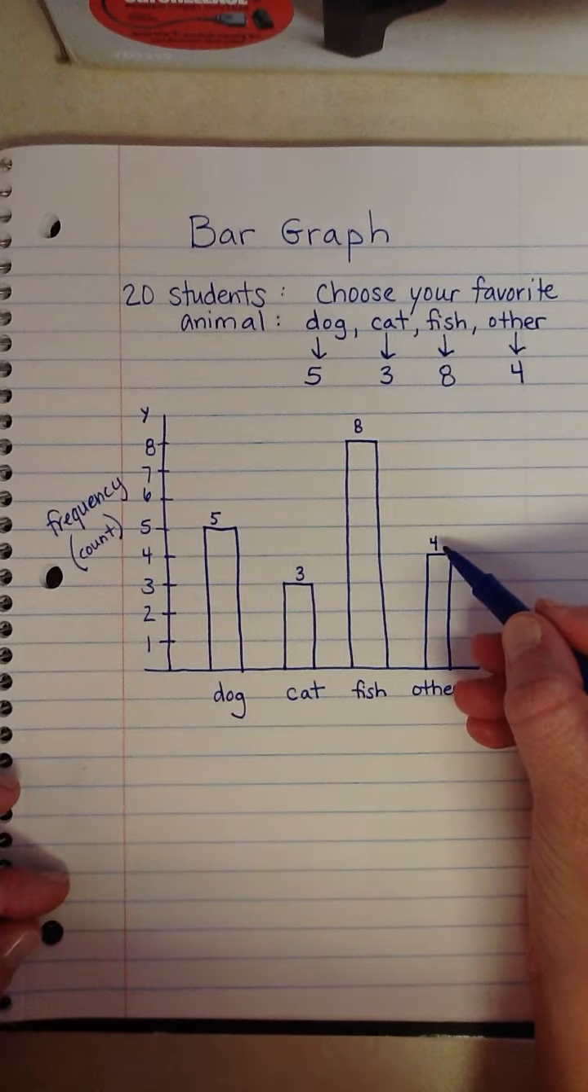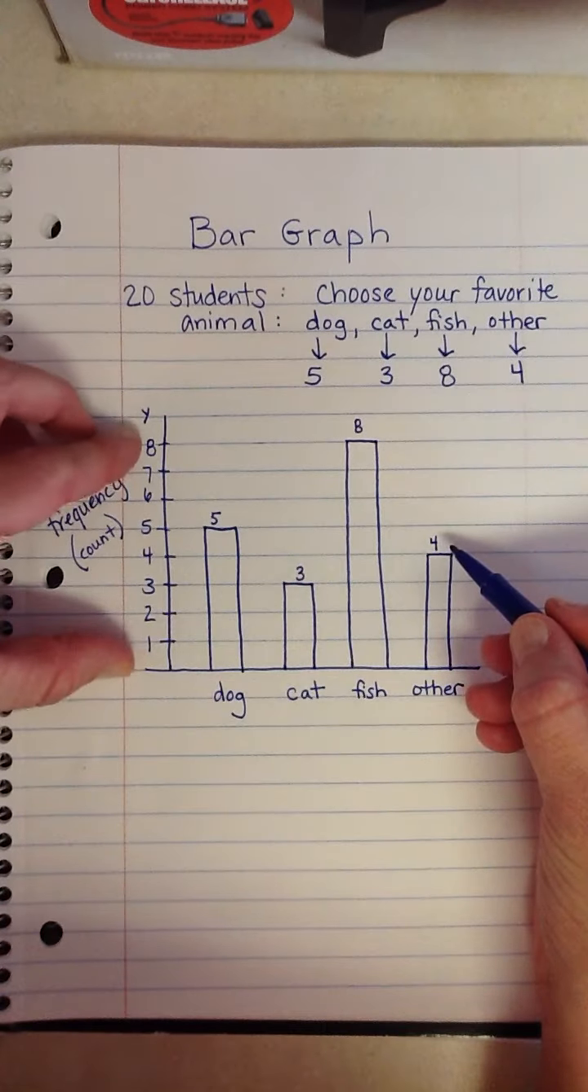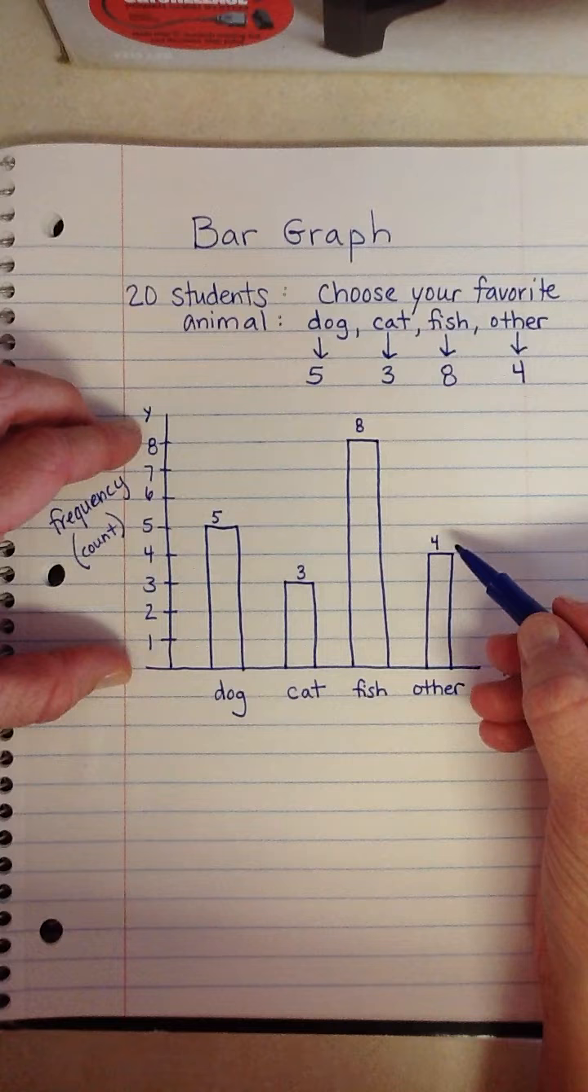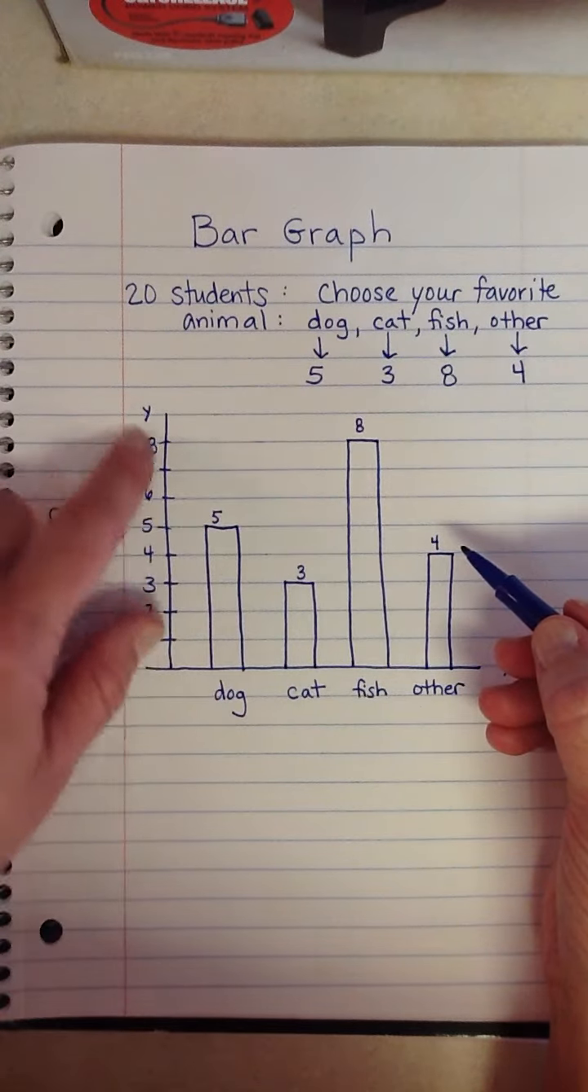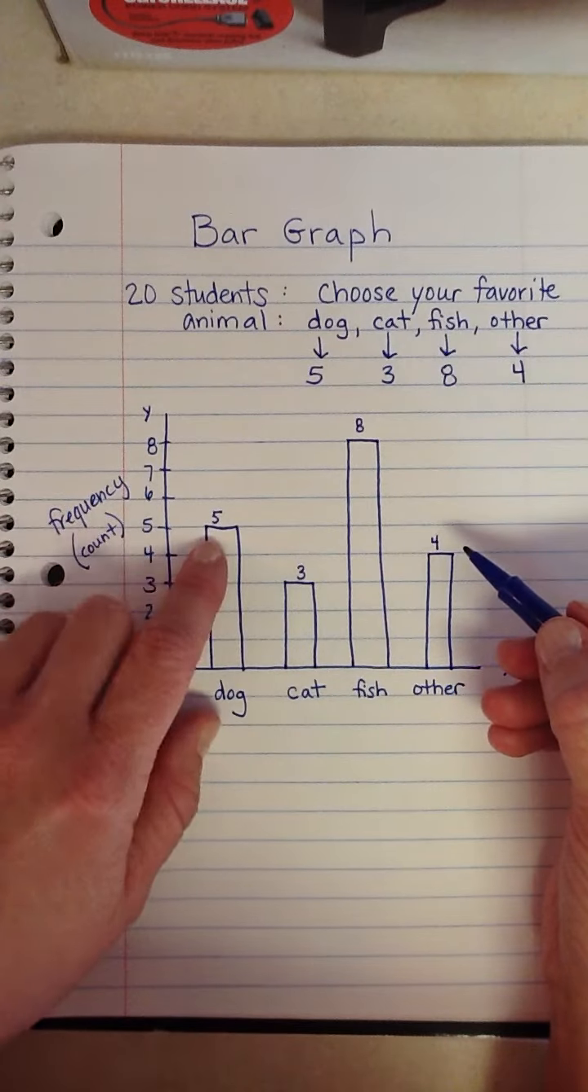Sometimes having these numbers here is also important, especially if you don't go by ones. If we surveyed a lot of people, say 1,000, it might be hard to guess where that number lands on your scale, so sometimes that can just be helpful as well.